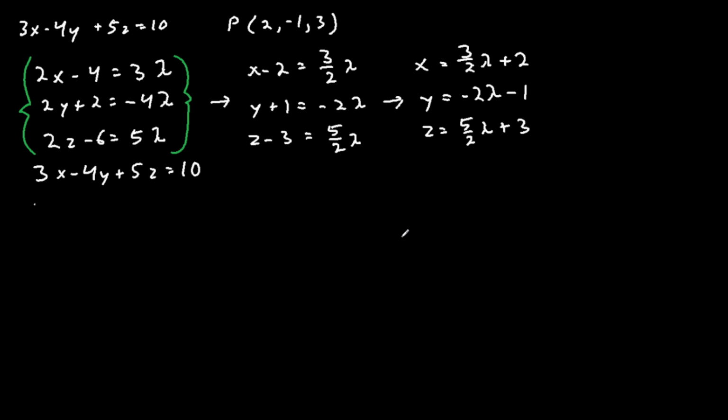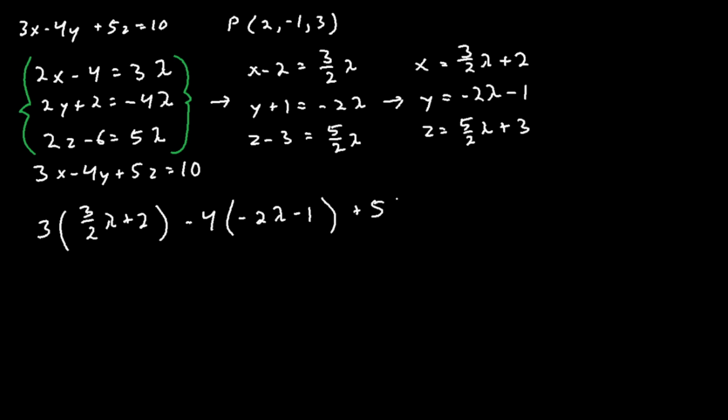Now that we have this, we can substitute these functions into our constraint. So you get 3 times 3 over 2 lambda plus 2, minus 4 times negative 2 lambda minus 1, plus 5 times 5 over 2 lambda plus 3, is equal to 10.